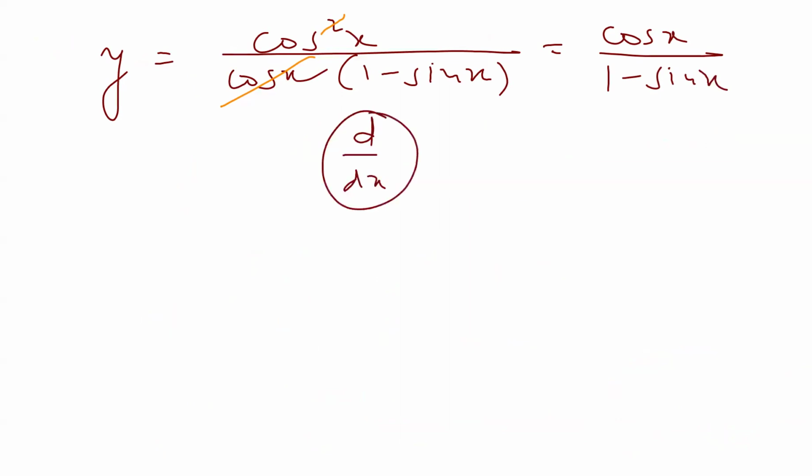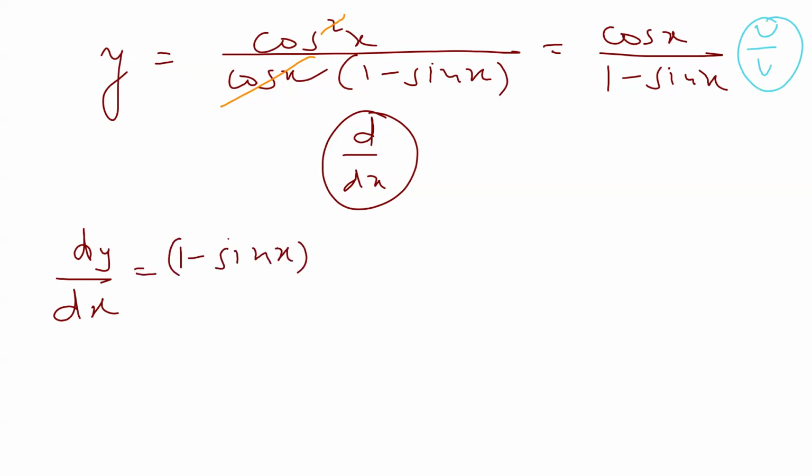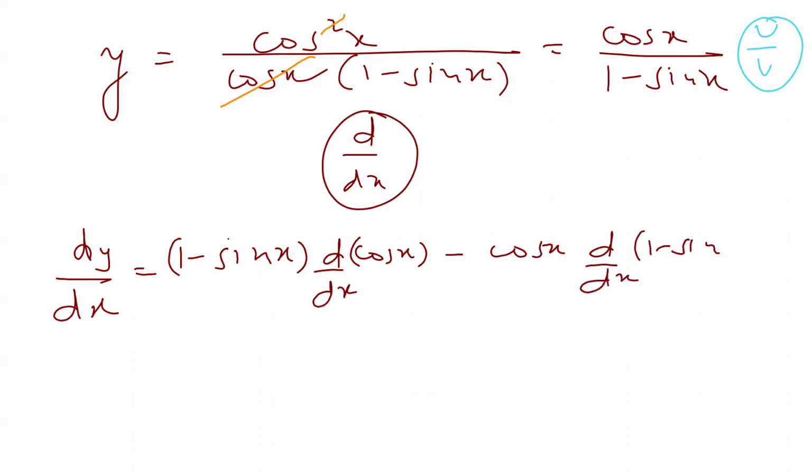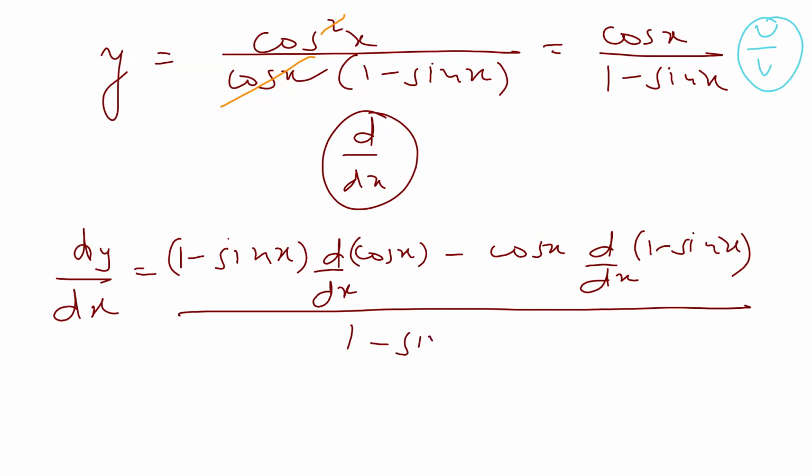Okay, so the derivative of y is dy by dx. And on the right hand side, I'm going to apply the quotient rule, u upon v. So this is equal to 1 minus sin x d by dx of cos x minus cos x d by dx of 1 minus sin x. I hope you all know what the u upon v rule is. And this is 1 minus sin x the whole square.